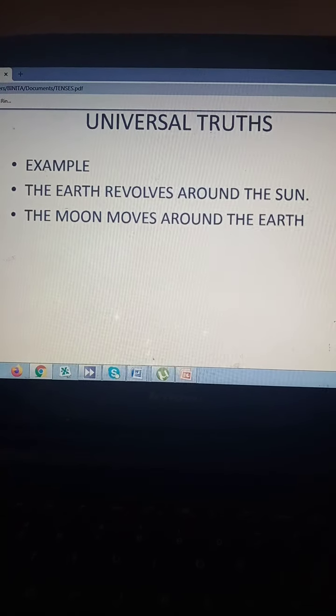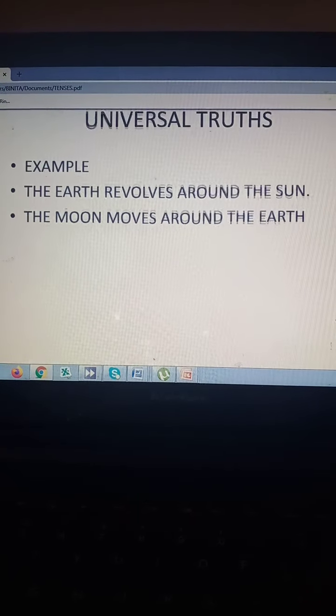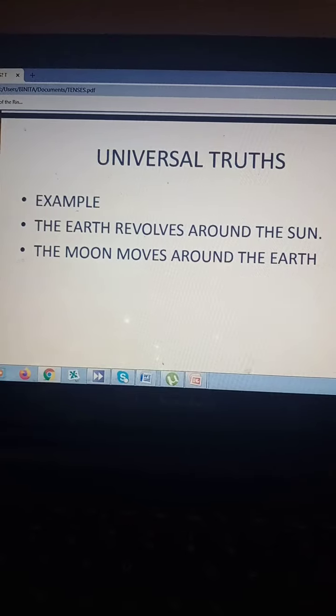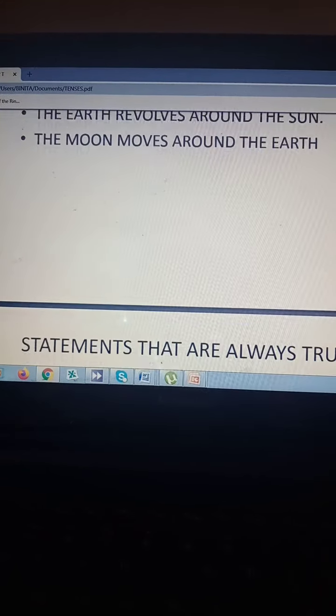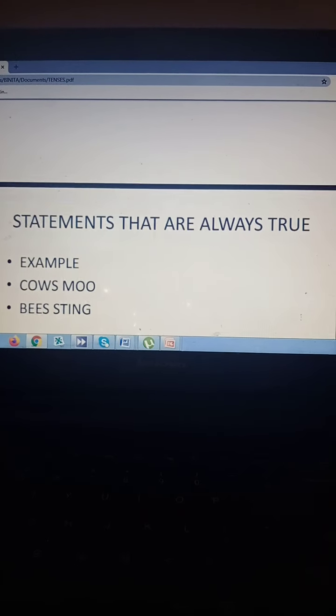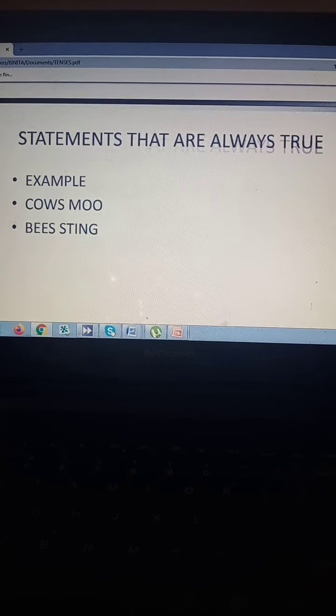Simple present tense of the verb is used when the sentence is a universal truth. Are you getting it, children? Next one, statements that are always true. Now, these are statements you cannot deny.